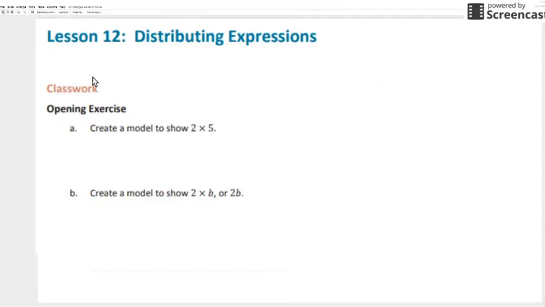All right, hello students. Today we're moving on with lesson 12. We're going to use distributing expressions. So we're going to talk about the distributive property and distributing expressions.